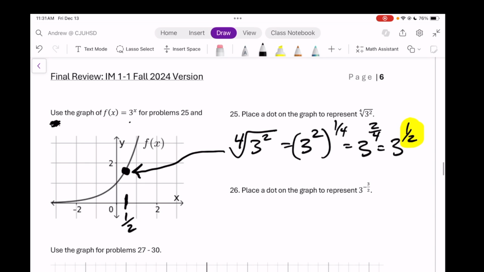Okay, 26 says, place a dot on the graph to represent 3 to the -3/2. Well, -3/2 is equivalent to the same as -1.5. So if you go left 1.5 and straight up to the graph, you're going to be right about here. That's -1.5. The key, though, is that it's on the graph.